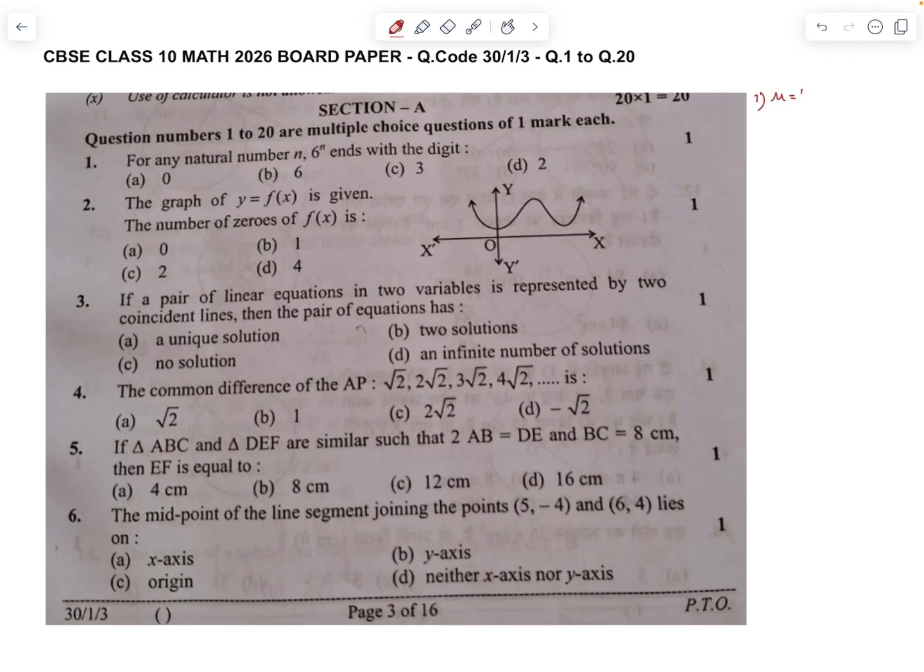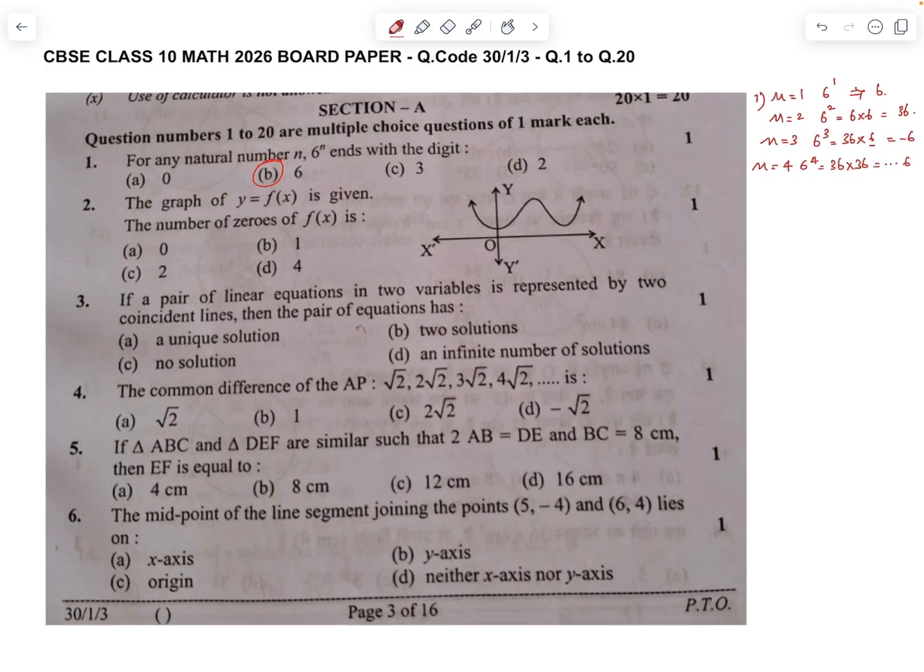Say n is 1, then 6 power 1 ends with 6. For n equal to 2, 6 square is 6 into 6, which is ending with 6. For n equal to 3, 6 cube is 36 times 6, which ends up with 6. For n equal to 4, 6 power 4 is 36 times 36, which also ends with 6. So for any natural number n, 6 power n ends with 6. The answer is B. Question 2.